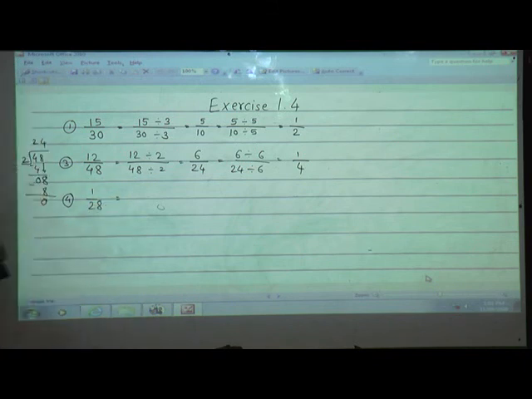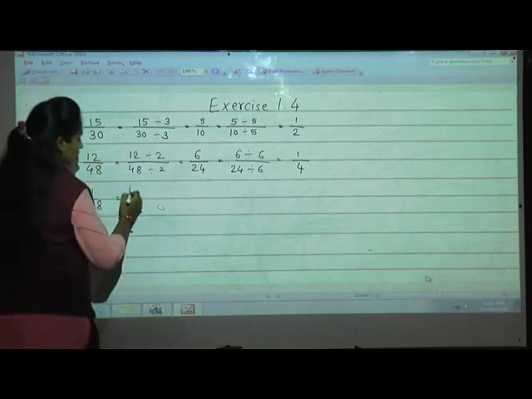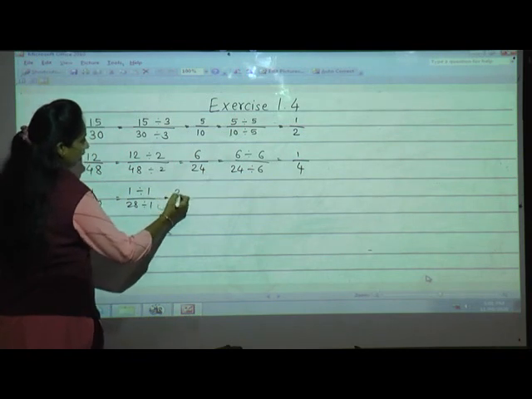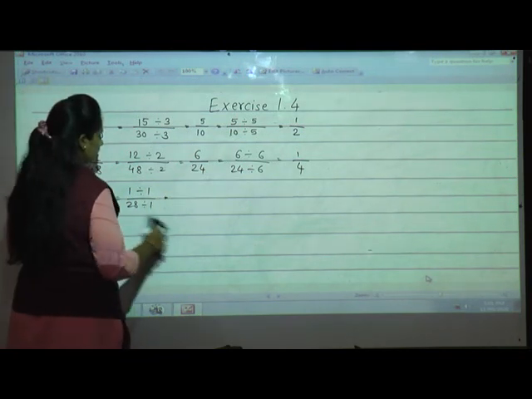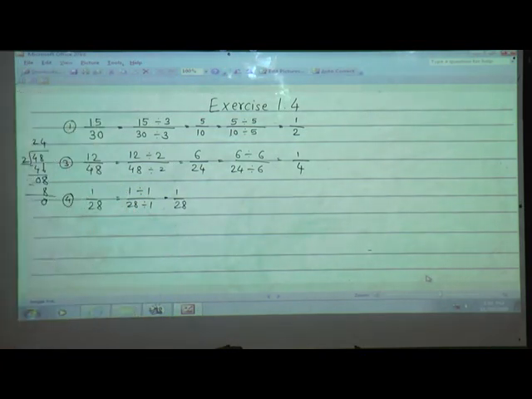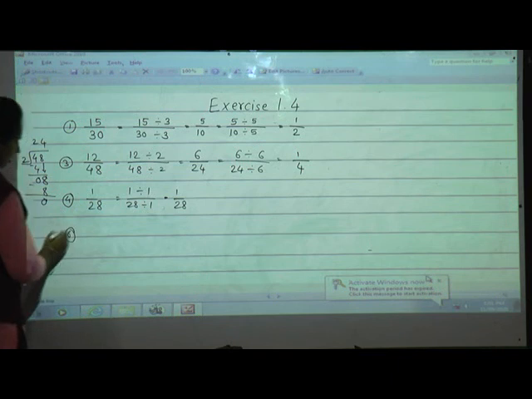1 by 28. Now see this, they had given 1 only. So how we can divide? Yes, tell me. We can divide with only 1 only because only 1 is there. So when we divide with 1, we get again the same digit only, that is 1 by 28. Clear? Yes. So this will not come in lowest term, isn't it?